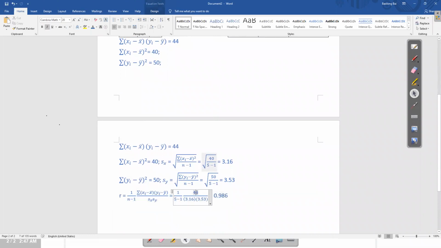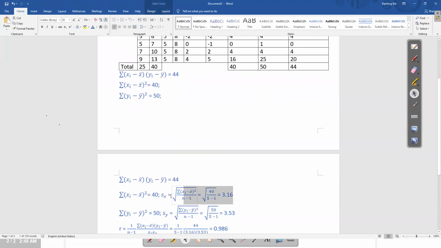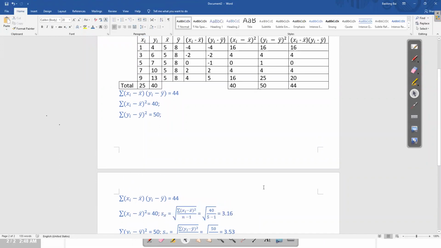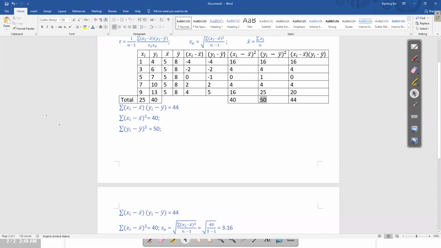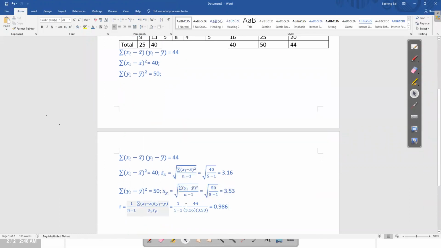And then the correlation calculation is this. The top is 44, and there's 5. And then you just need to find the standard deviation of x and the standard deviation of y. Each standard deviation will be from the corresponding sum of squares column, right? So the sum of (xi minus x bar) squared is 40, and from here we can calculate the standard deviation of x, 3.16. And the sum of (yi minus y bar) squared is 50, so we can calculate the standard deviation of y as 3.53. Then we plug everything in, and we can calculate the correlation. So that's what we did in the last class.